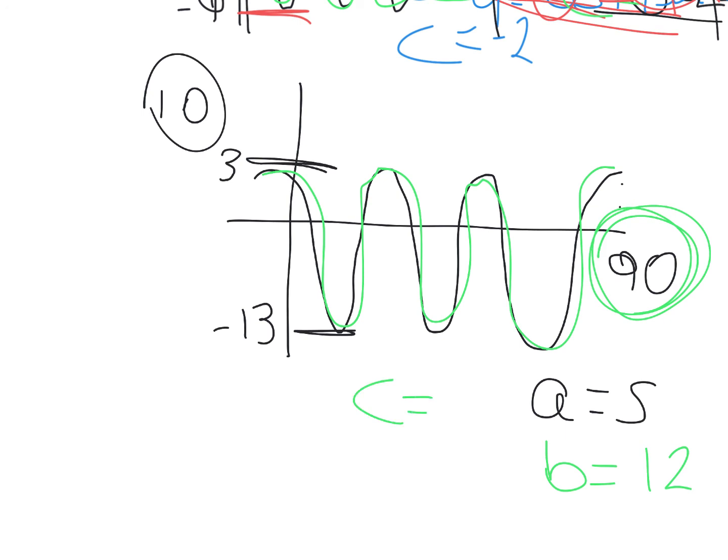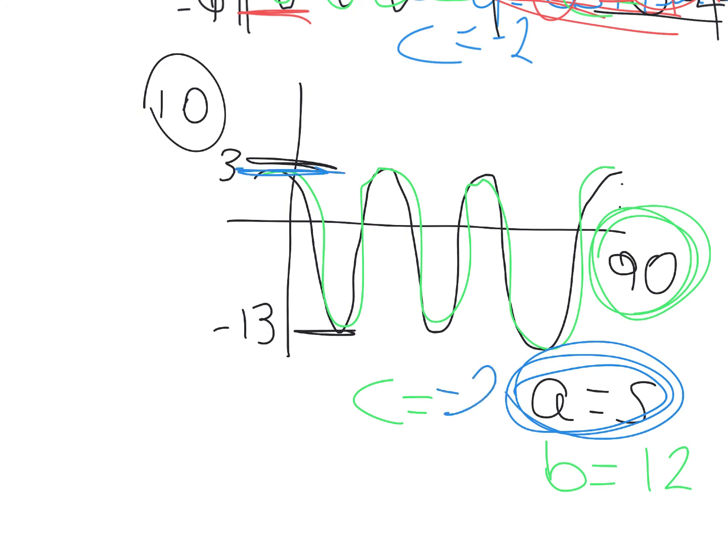What about C? That's the vertical shift. Okay, the curve should go up to its amplitude, it should go up to 5, it only goes up to 3, it's been moved down 2 units, C is equal to minus 2.